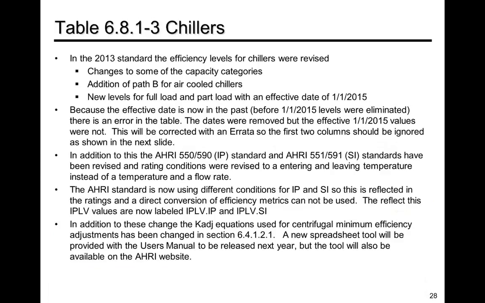So on chillers, on Table 6.8.1-3, chillers are not a federally controlled product. One of the things the chiller industry has done is they have two paths of compliance. We call it Path A and Path B. In the 2013 standard, we expanded Path B. There was an effective date of 1/1/2015, which is now in the past.